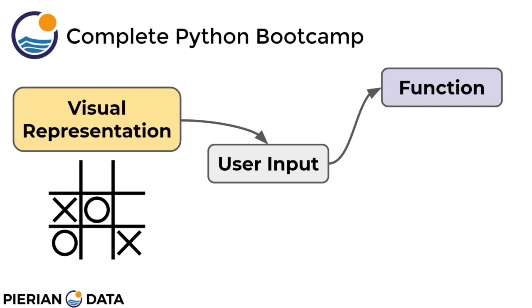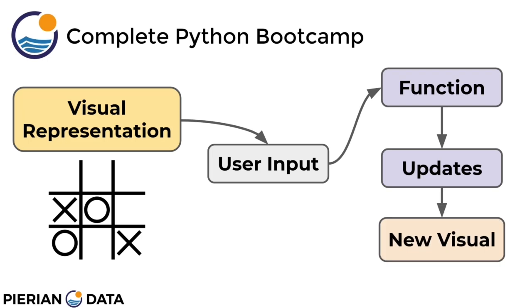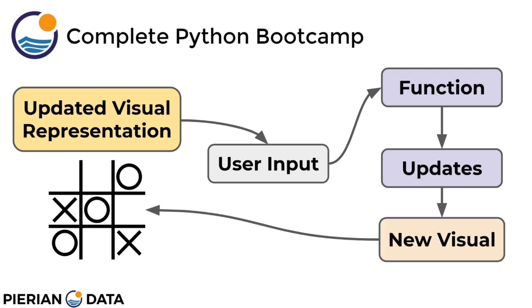Then that user input would go into some sort of Python function. Then, inside that Python script or notebook, we update whatever the board variable is, and then we have a new visual to show the user. And then we have the updated visual representation. And essentially, this cycle can happen over and over again in order to have just an interactive running program. So this is a very simple example for a tic-tac-toe board, but essentially, any interactive piece of software you've used follows some very simple logic like this.